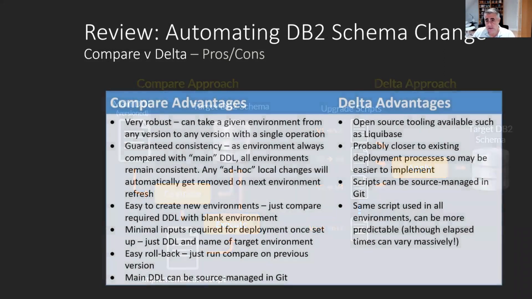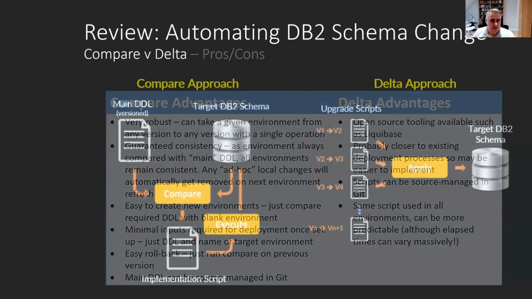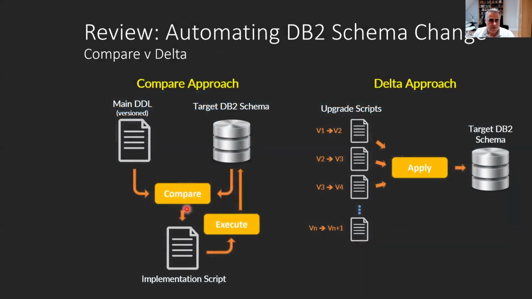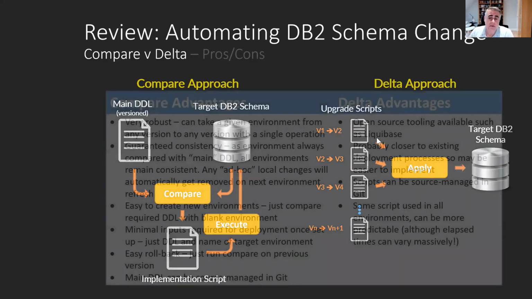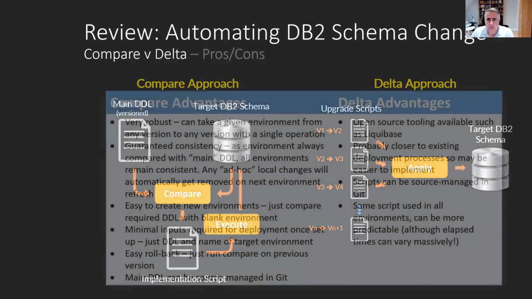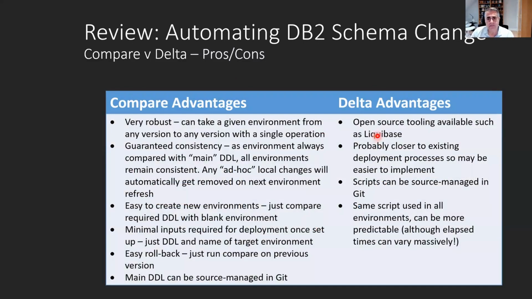Of course, there are some advantages on Delta. I mean, there is some open source tooling available to go do this. Typically, this kind of compare and execute process will be wrapped up in vendor tooling. So the likes of IBM and BMC and Broadcom all supply these things, but they are paid licensed products. There is open source capability for tools such as Liquibase that allow you to go away and use this Delta approach. So there's some advantages there if you happen to be one of the very small minority of DB2 sites that don't have a vendor solution.